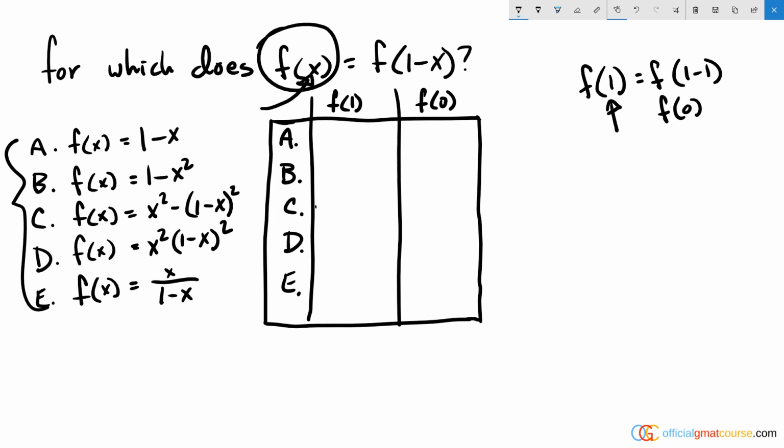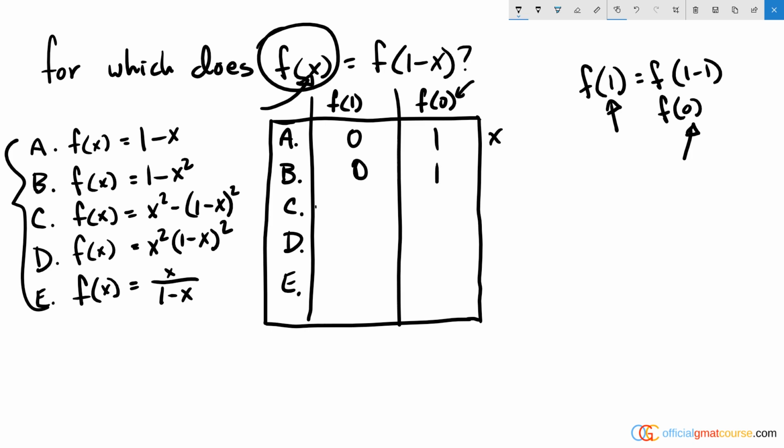So I'm basically saying, for which of these, if I plug in a 1 for x, is it equivalent to plugging in a 0 for x? Well, if I plug in a 1 in the first statement, or first answer choice A, I get 1 minus 1, which is 0. And if I plug in a 0, I'm going to get 1 minus 0, which is 1. So this does not tie out. I'm going to get the same result in the second answer choice, which is 1 minus 1, which is 0, and then 1 minus 0, which is 1.